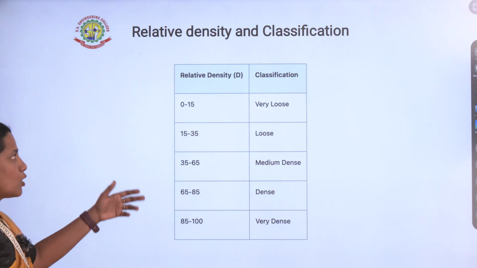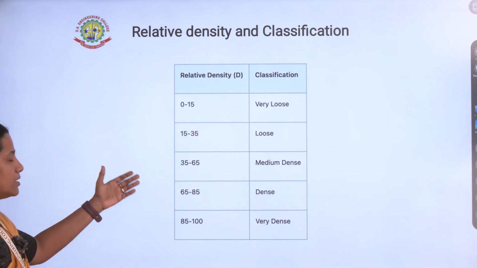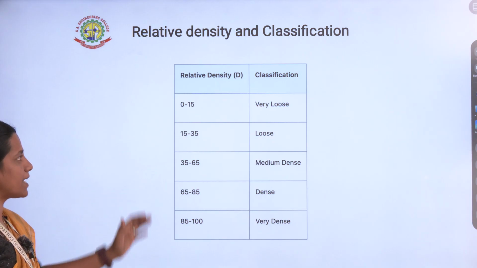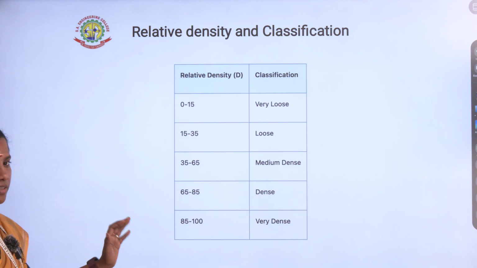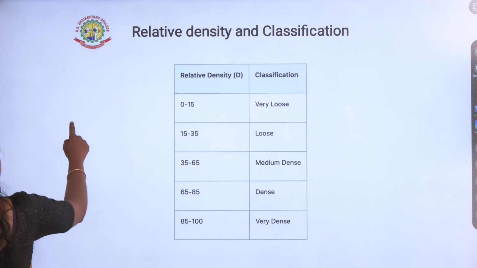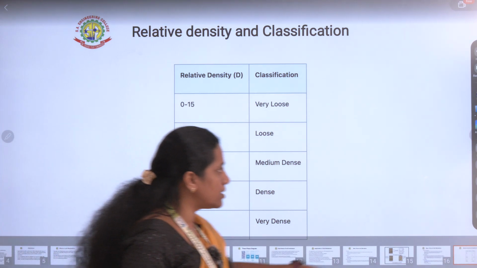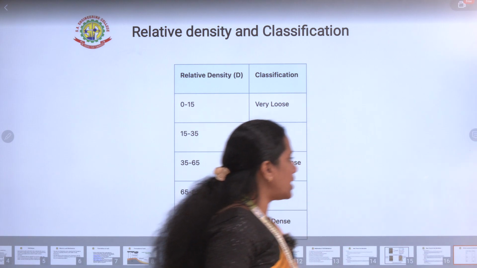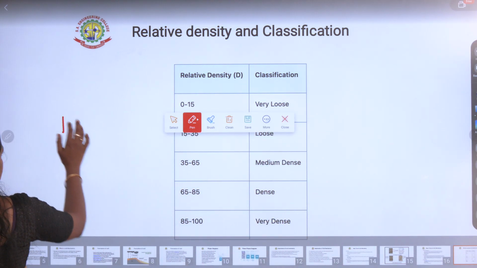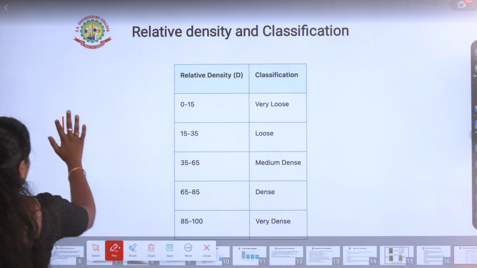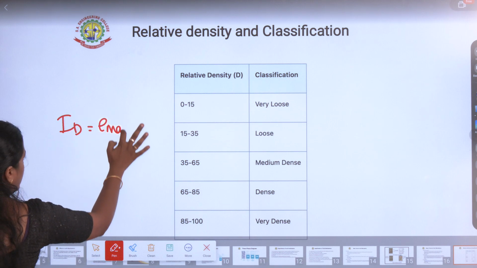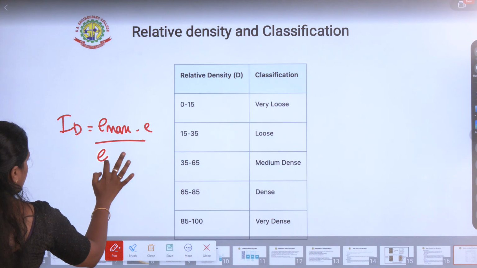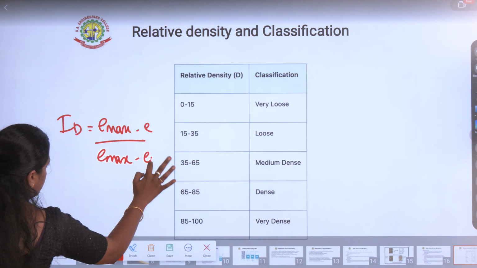Next, according to the relative density or density index, soil can be classified as very loose soil, medium dense soil, and very dense soil. If my formula is ID, I would like to start with ID, whereas ID in the sense of relative density or density index is (e max minus e) divided by (e max minus e minimum).